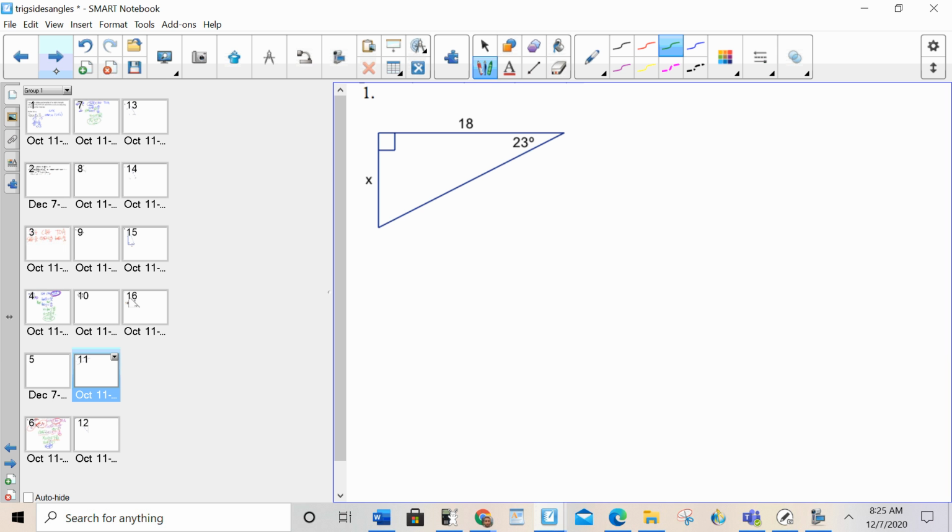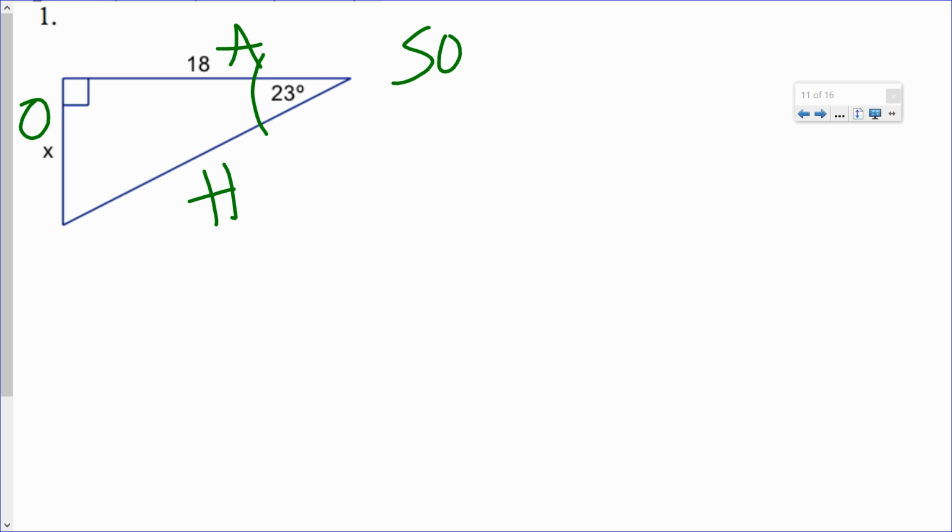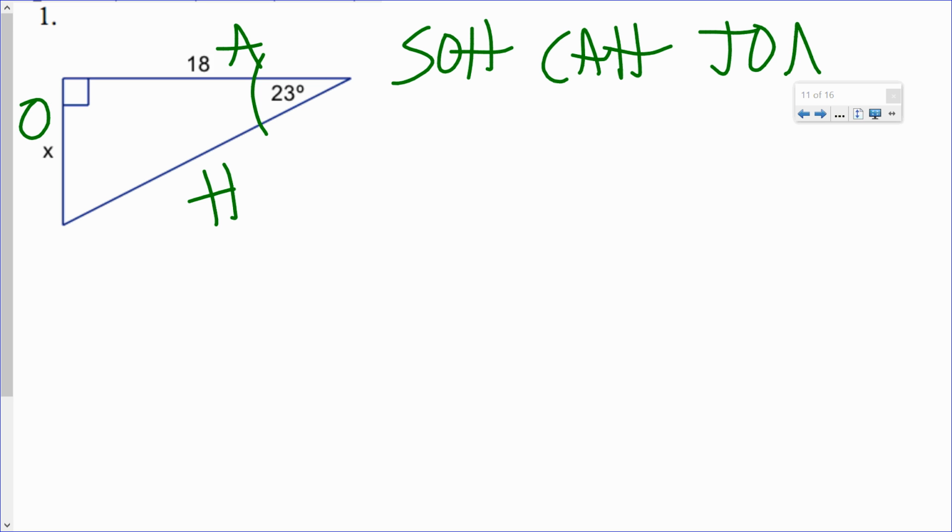So why don't you do the first step, determine your H, A, O. Label your H, your A, and your O. This is the angle I'm working with because this is the angle that's labeled. I'll give you about 10 seconds to do that. H, A, O. SOHCAHTOA.